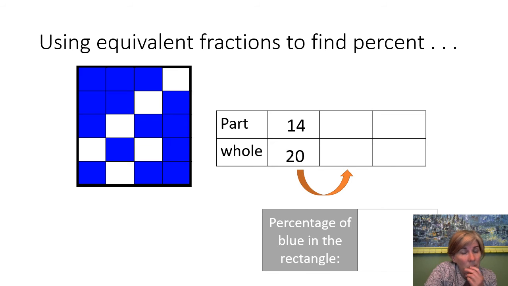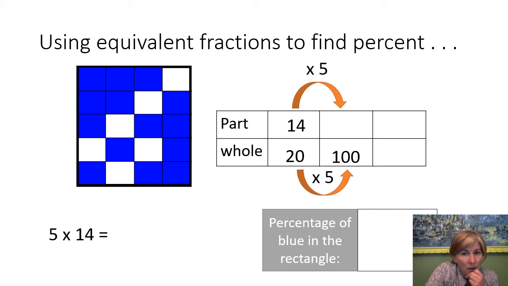So I know that if I multiply 20 by 5, that's going to give me 100, which is great because that's what I'm looking for when I'm looking for percent. So what I do to the bottom, I have to do to the top to keep that equivalent fraction. So 14 times 5, but once again, not something I can do quickly in my head.